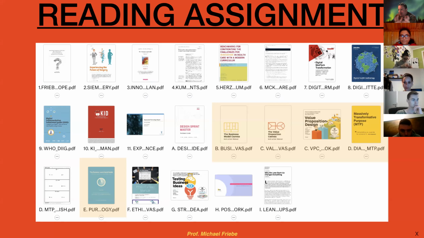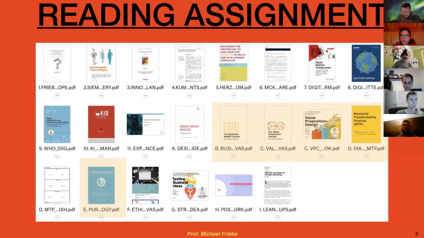Those B and C readings were very quick. I'm not entirely sure how valuable they were at the moment. This value proposition design is a little bit more interesting, but you need to know what a value proposition canvas is. And the massive transformative purpose we will actually dive into quite heavily today.